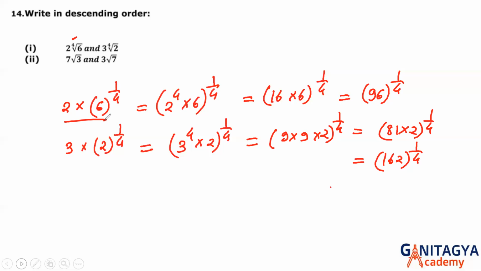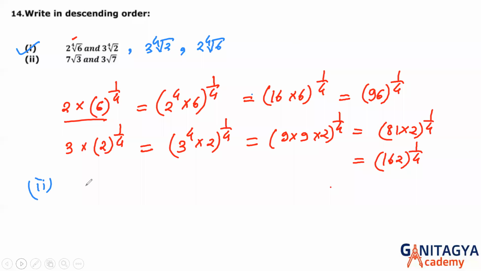So we have to write in descending order. So first I will write 3, in descending order, and then 2. Okay, so this is done. Now try the second question. Try to answer this.